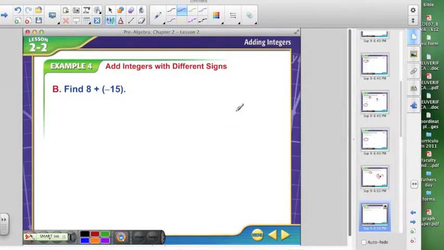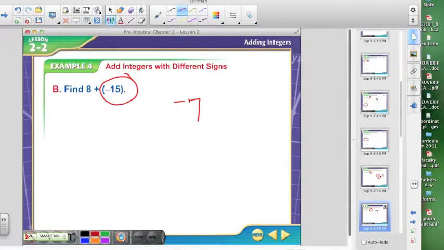All right, try this one. 8 plus negative 15. Adding with unlike signs, so you're really going to subtract. 15 minus 8 is 7. Take the sign of the number with the largest absolute value, which in this case is going to be negative 15. So my answer is going to be a negative 7.